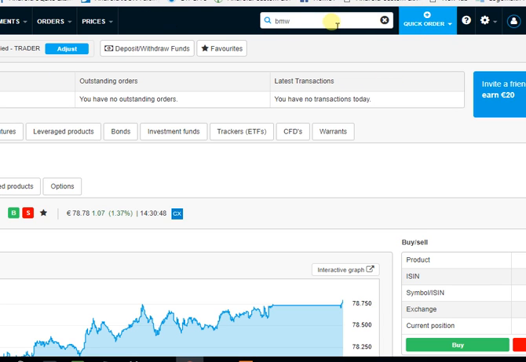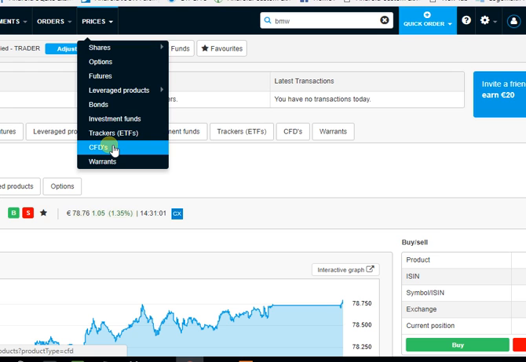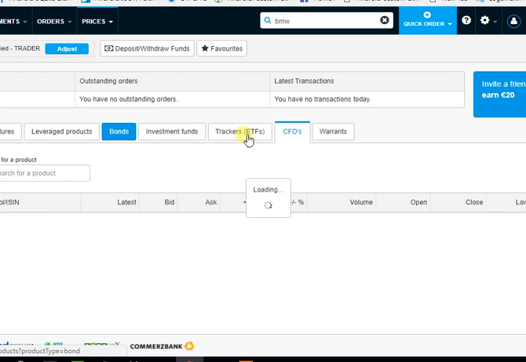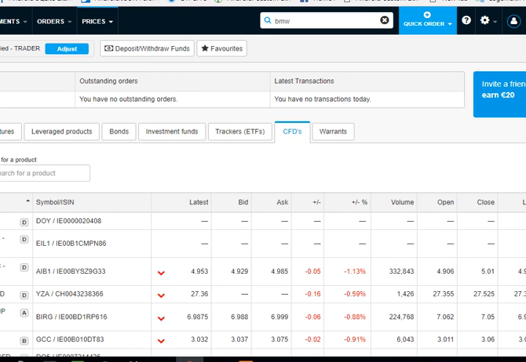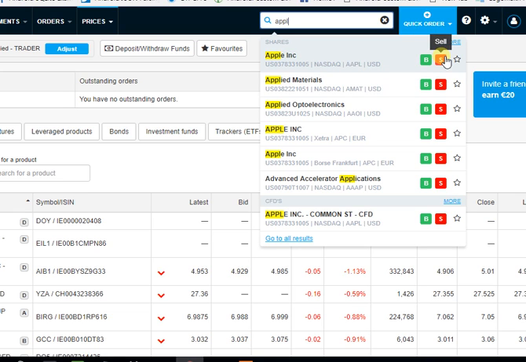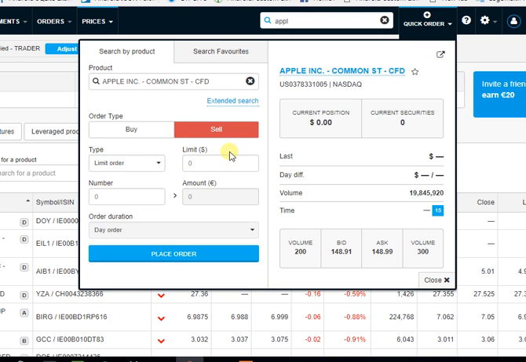Now, like I said, you can't short U.S. stocks. But what they do give you is a CFD alternative. A CFD is just a contract for difference. For example, I can't short Apple stock because it's a U.S. and Nasdaq stock. But what I can do is go down here and use the CFD to short it. The CFD basically is a share that you don't own. It's just a contract for difference that says I'm gonna buy it at this price.